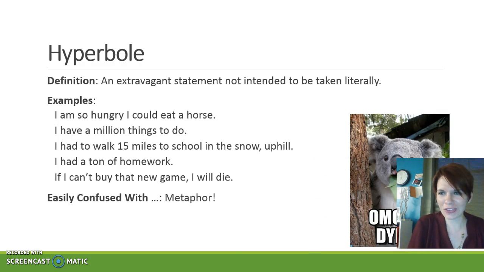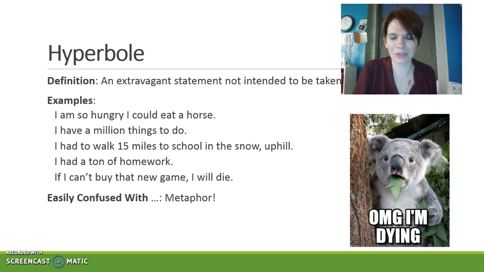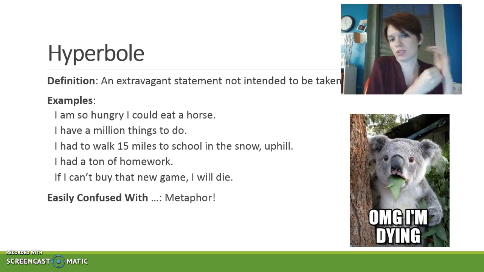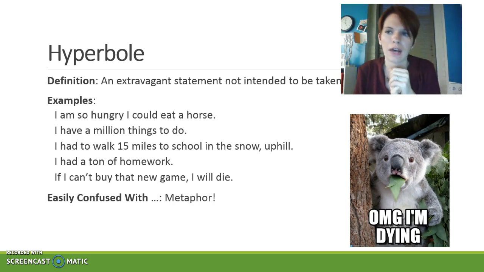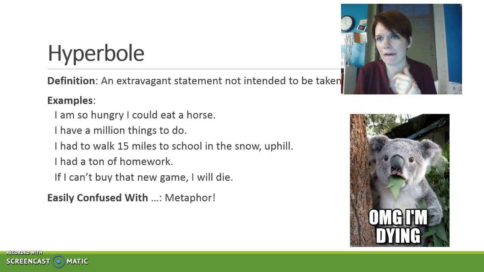Hyperbole is all over the internet nowadays. Hyperbole is an extravagant statement not intended to be taken literally. So things like, I'm so hungry I could eat a horse, I have a million things to do, I had to walk 15 miles to school in the snow uphill, I have a ton of homework, if I can't buy that new game, I will die.